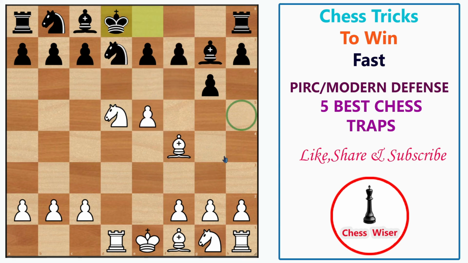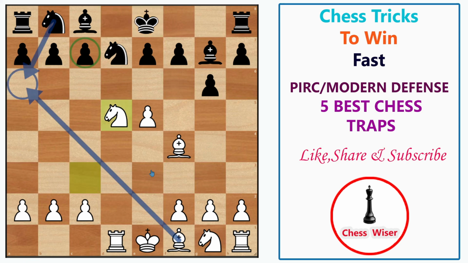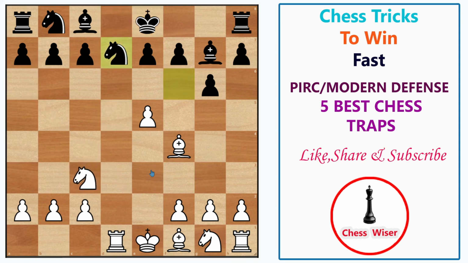Whenever he plays knight h5, all these trap lines are going to be neutralized. That is what you have to remember. Another thing is, after this move, you can even play knight to g4, another idea, but we can follow the same move order to execute our old idea.